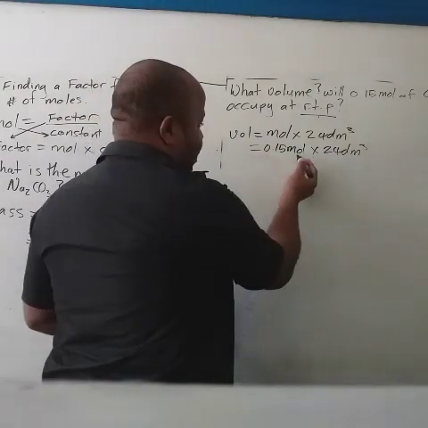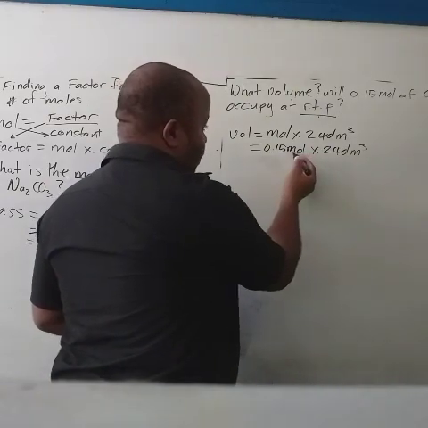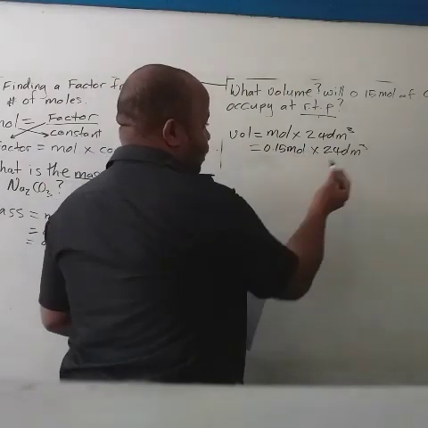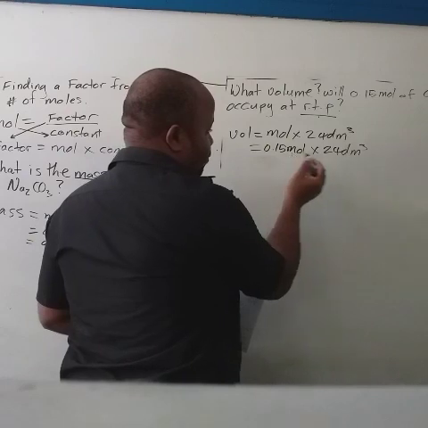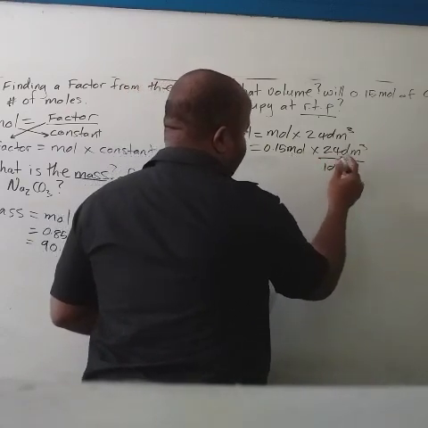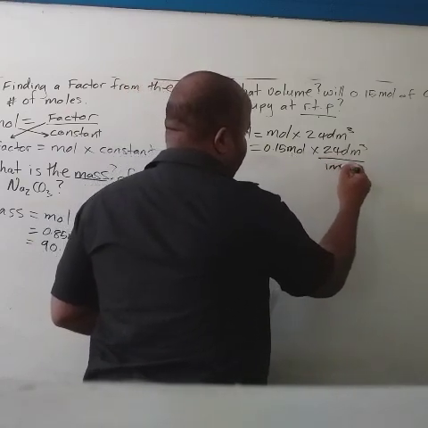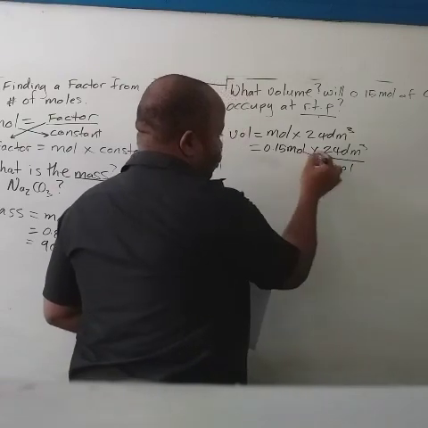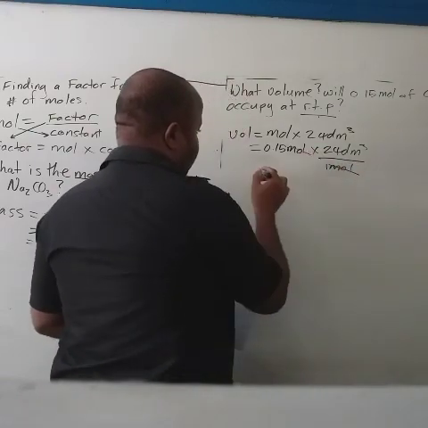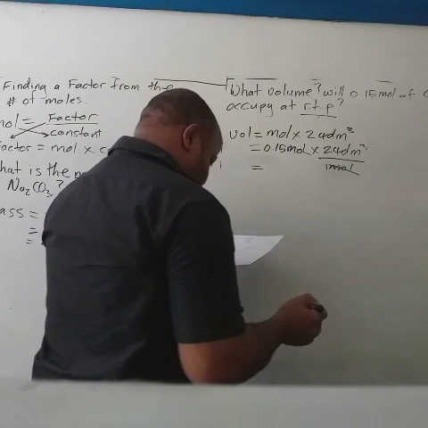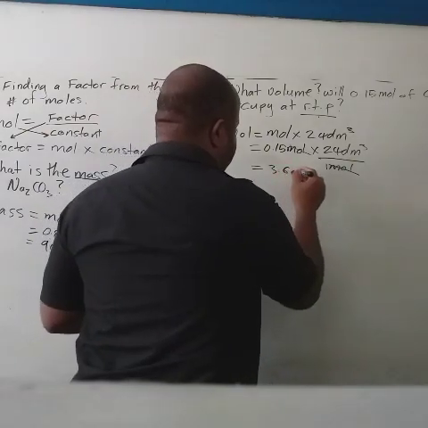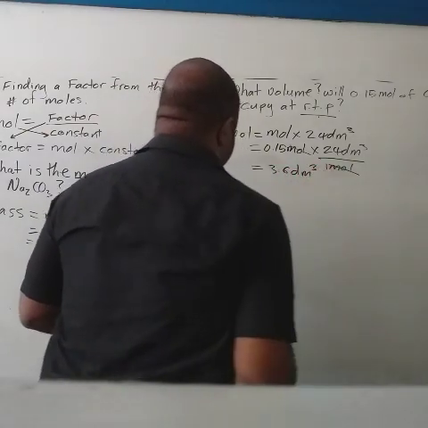So you have mole and you have dm cube. Nothing has been cancelled in terms of the units. The unit for volume is dm cube, so you need to get rid of the moles. So you just divide by 1 mole, so the mole will cancel. And that gives 3.6 dm cube.